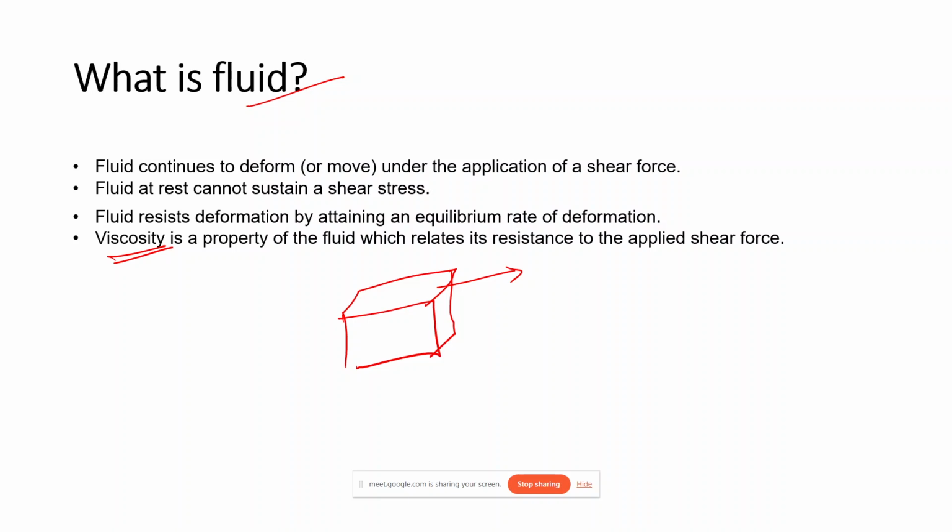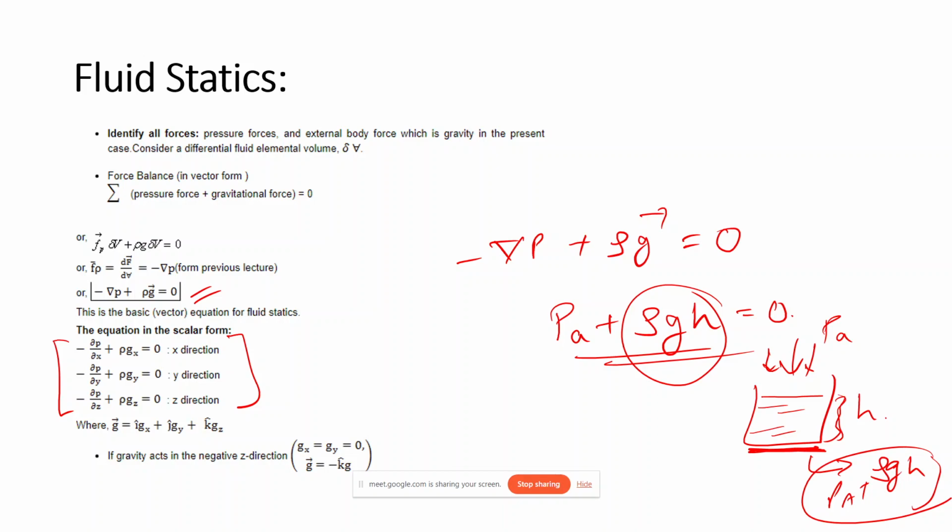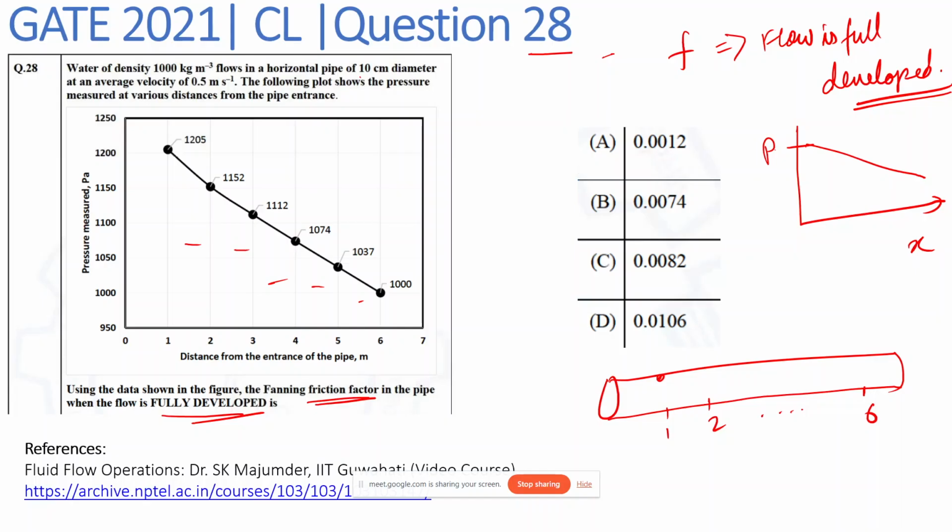And to find the viscosity of the fluid, we have Newton's law of viscosity, which captures the relation between the shear stress and the strain rate, and that proportionality constant is the viscosity mu. Similarly, for non-Newtonian fluids, we have the power law model. Later on, we covered fluid statics, and then we took a look at the mechanical energy balance or Bernoulli equation, then the continuity equation, and also the different kinds of losses, that is, the frictional losses when the fluid is flowing through a pipe.